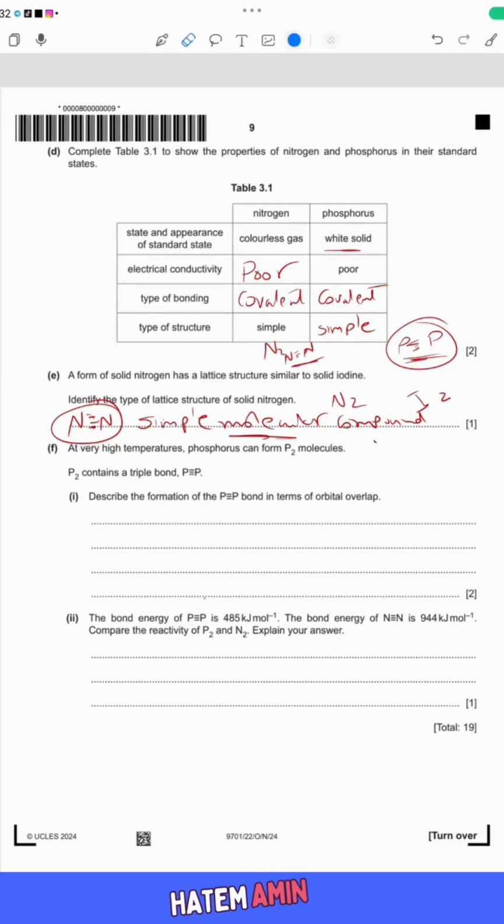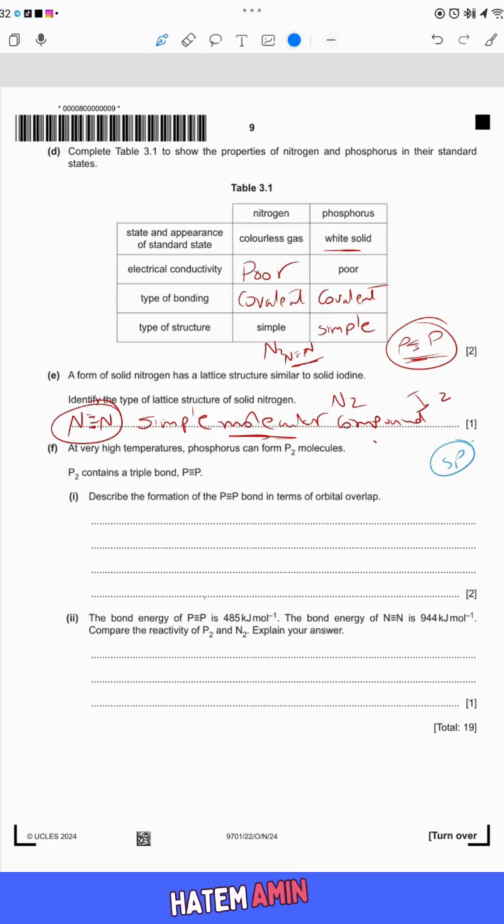At very high temperatures, phosphorus can form the P2 molecule. P2 contains a triple bond, P≡P. Describe the formation of the P≡P bond in terms of orbital overlapping. So the question is asking about the kind of hybridization in phosphorus. As we know, it is sp hybridization, not sp2 or sp3, as we'll see now.